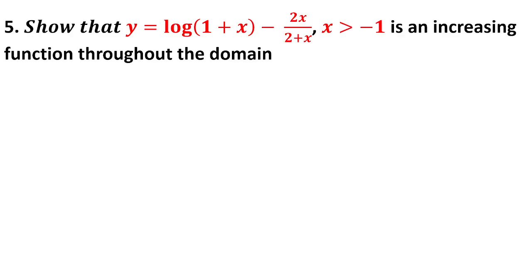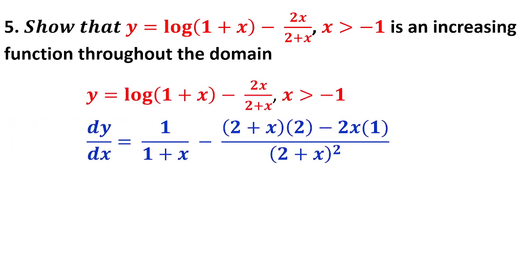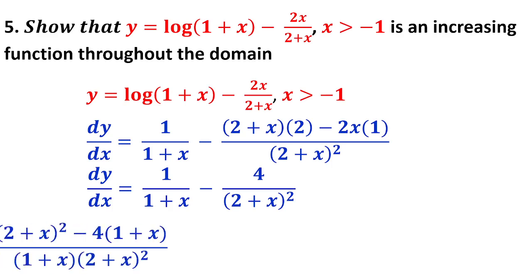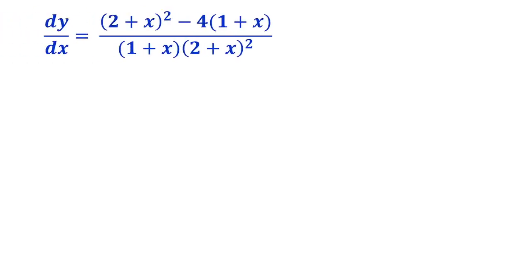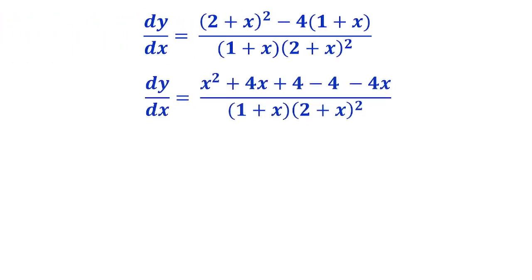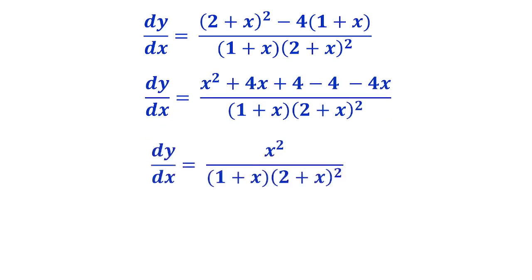Show that this function is an increasing function. Whenever you want to show a function is an increasing function, you have to prove that the first derivative is greater than 0. Let us try to find the first derivative. Log of 1 plus x, derivative is 1 upon 1 plus x. 2x upon 2 plus x, I am making use of the quotient rule, simplifying, and taking LCM. Now I have to simplify it totally. Taking LCM once again. Now simplifying the numerator, it will become x square upon 1 plus x into 2 plus x the whole square.